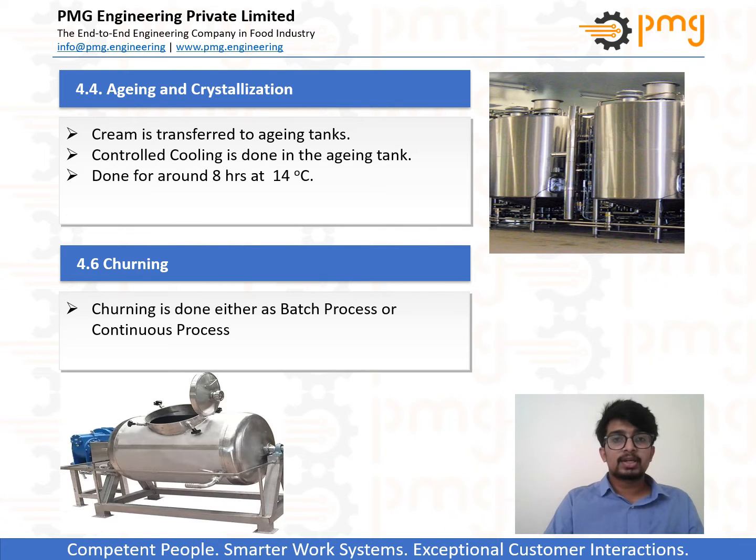Then the cream is transferred to aging tanks. Here, the cream is stored at lower temperature for the milk fat to crystallize, which aids the churning process. The next step is churning, which is one of the most important steps in butter production. In churning, the main thing which happens is the phase reversal of the cream, which is the reason we get butter.